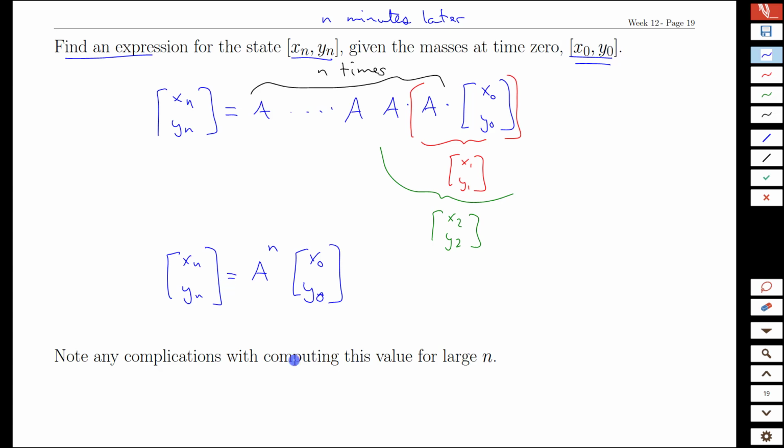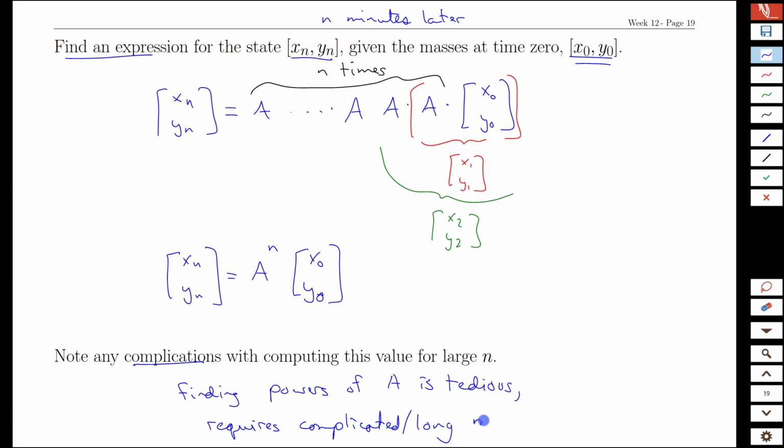Whereas the obstacle, well, the complication is that finding powers of A is tedious. Yeah, let's just go for tedious. It's straightforward. But if you want to get the 100th power of A, it's going to take you a while, and you have to do matrix multiplication at every step. Complicated or long matrix multiplication at each step.